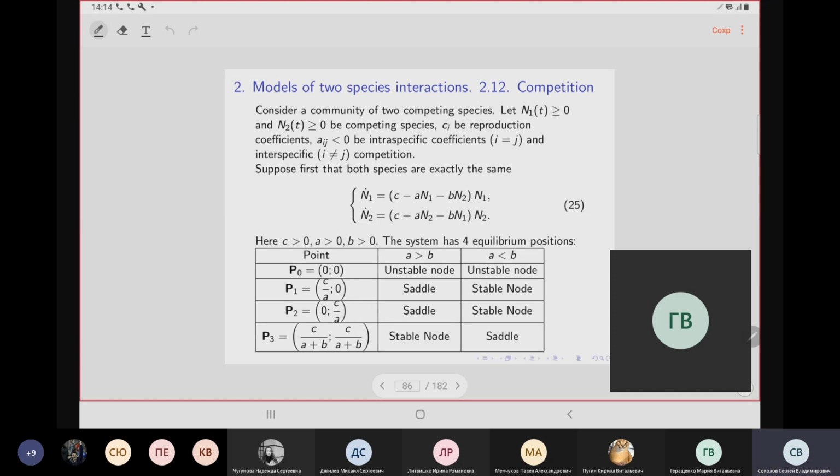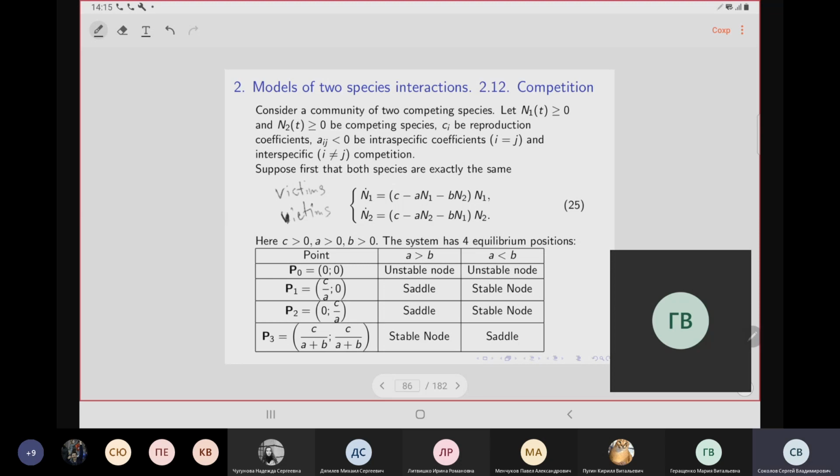As usual, we have two equations. Let Ci be reproduction coefficients, and Aij intraspecific coefficients, and interspecific competition coefficient. So far, we can see that both are victims. Both of them are victims. So they do not eat each other, but they compete for some resources. So they share resources, and therefore two populations compete.